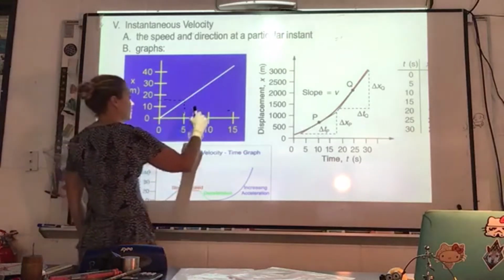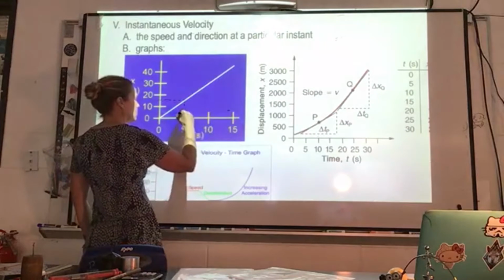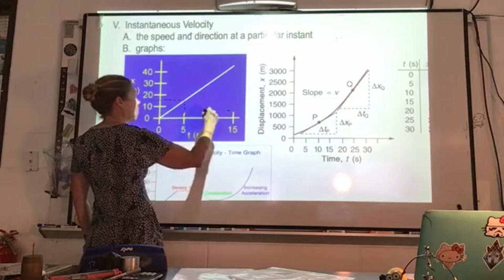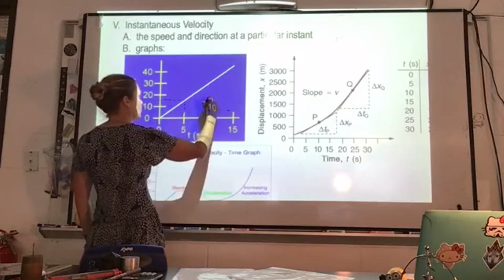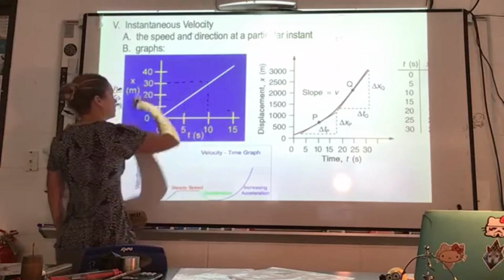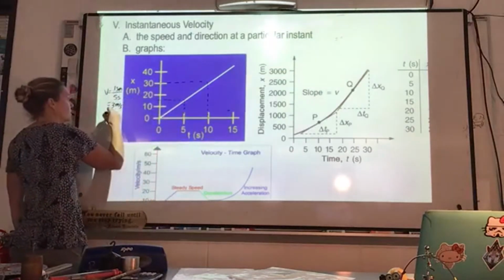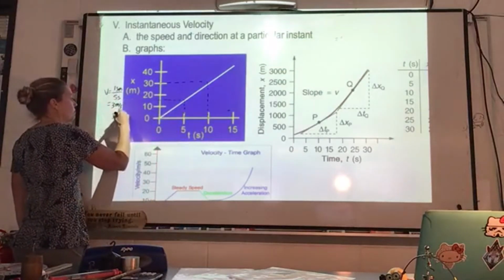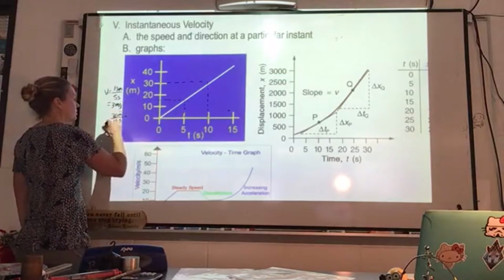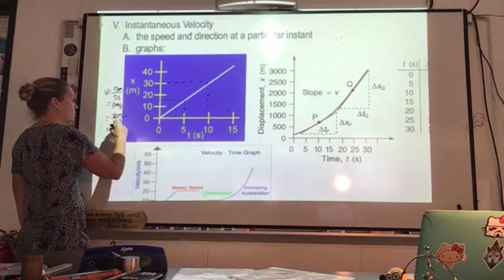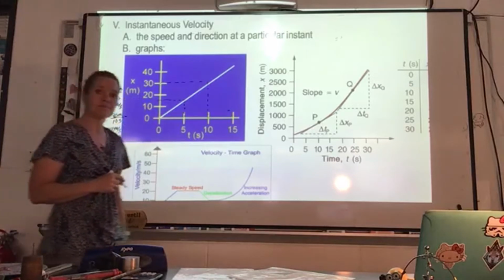What about my next time interval? What about from 5 to 10 seconds? What do I know? Or I can do the whole time interval. In 10 seconds, I did 30 meters. What does that equal? This means later I was still going 3 meters per second.